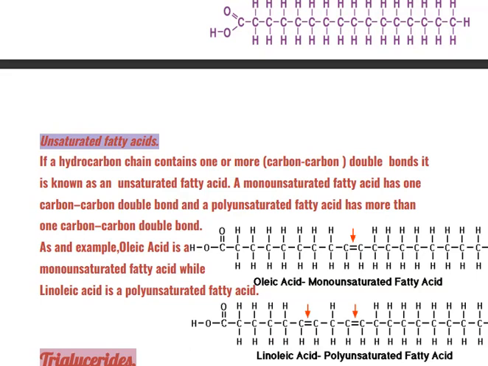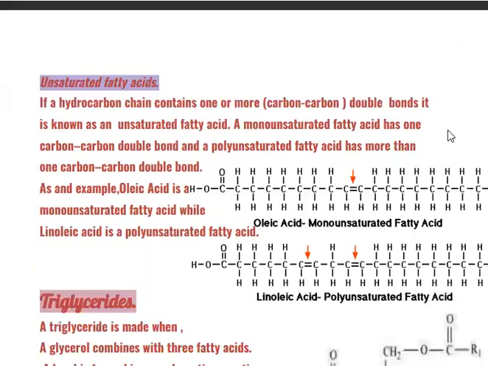Triglycerides. A triglyceride is made when a glycerol combines with 3 fatty acids. A bond is formed in a condensation reaction between the carboxyl group, COOH, of a fatty acid and one of the hydroxyl groups, OH, of the glycerol. A molecule of water is removed and the bond created is called an ester bond. This type of condensation reaction is called esterification.